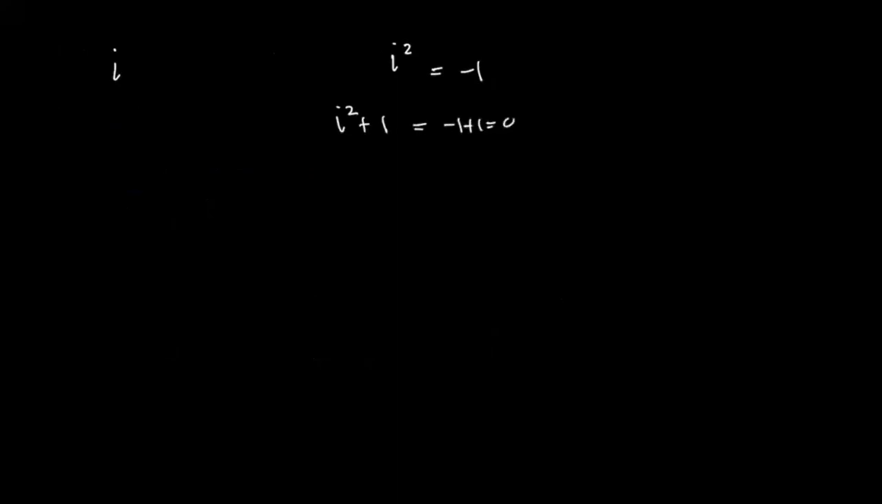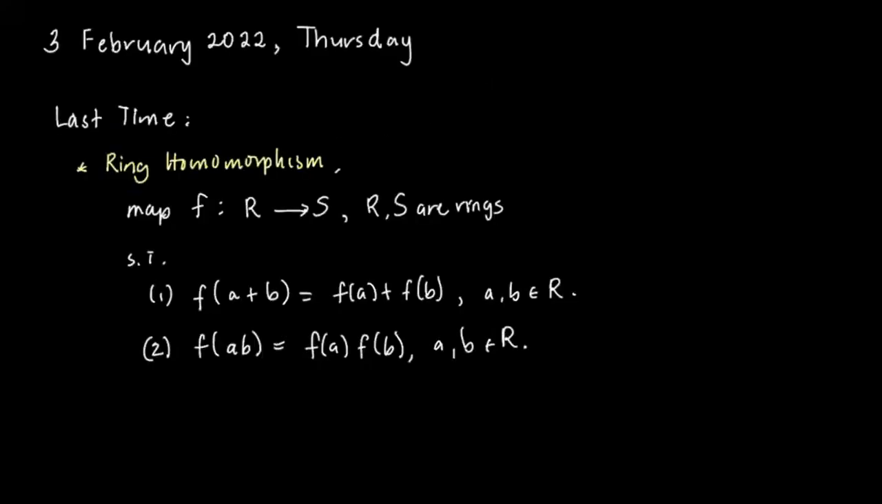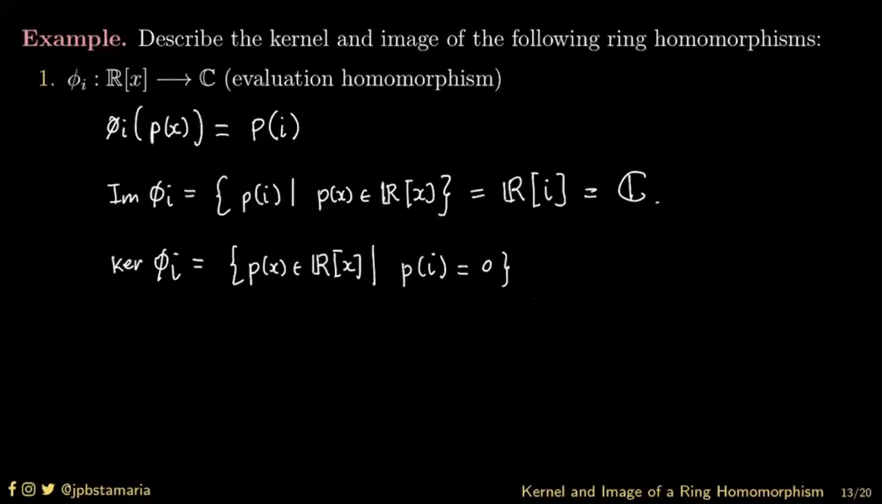Ayun pala, may sagot na si Christian sa chat box. Sabi niya, you can take the polynomial x squared plus 1. Right? So actually, that's correct. x squared plus 1 is in the kernel. But question, what are all the things that are in the kernel aside from x squared plus 1?